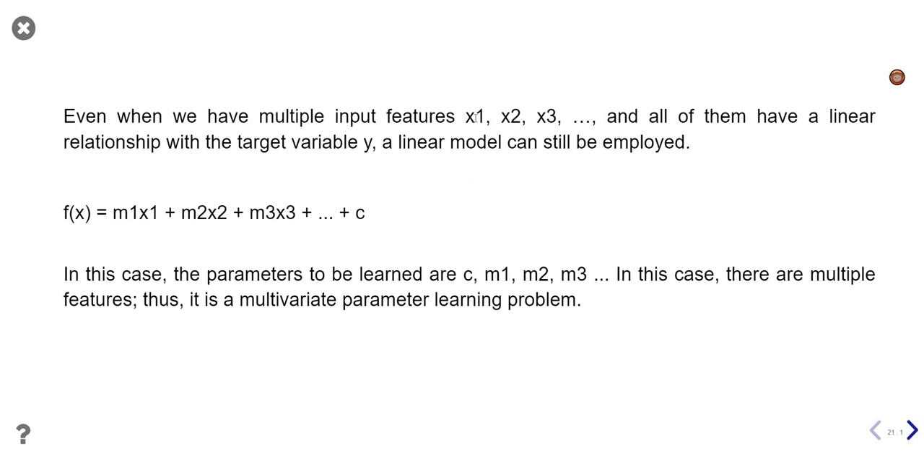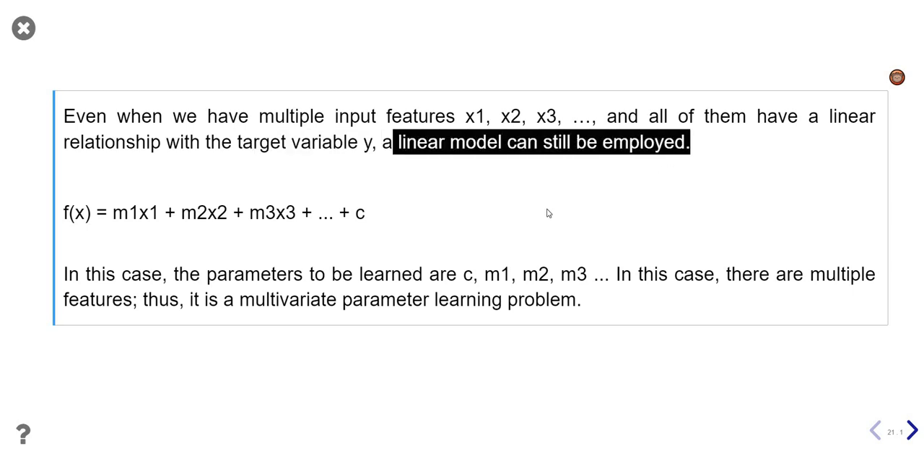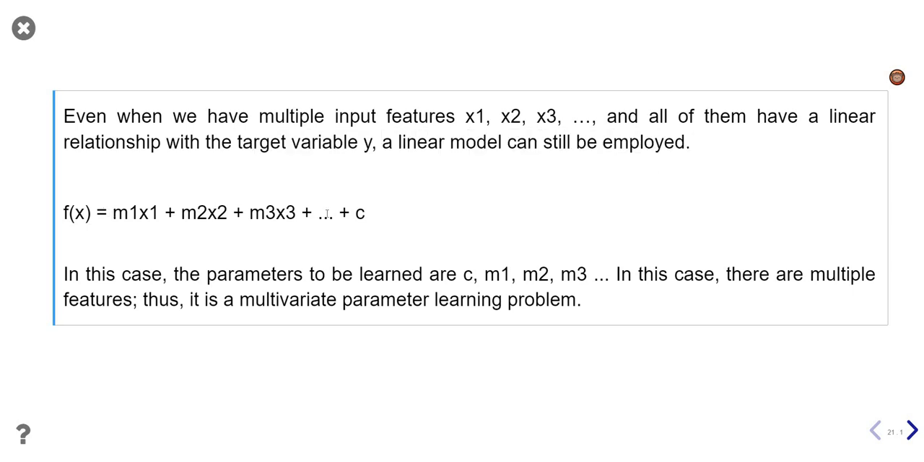So even if you have multiple inputs, that means you have multiple inputs, not only just one input, and if all of them have a linear relationship with the target variable, then still you can construct a linear model like this. You have multiple slopes and multiple x.